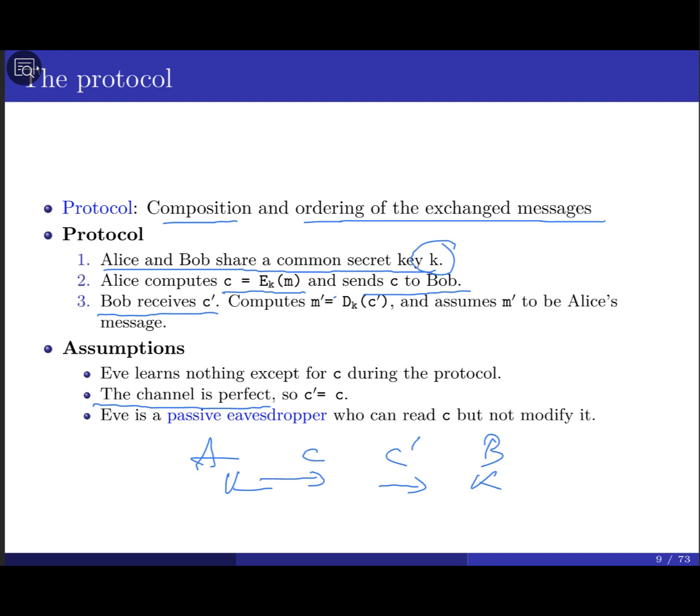That means whatever I send is going to be received by Bob. There is no noise in the channel. If you study digital communication, you'll see that there is noise in the message and the channel. So if the channel is not perfect, that's why you come up with error correction codes, in order to make sure that you can retrieve the original message.